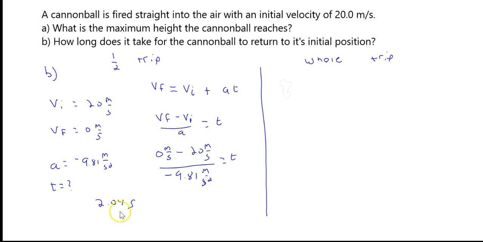This 2.04 seconds was only how long it took to go up, which means I need to multiply it by 2 because I have to come back down. And the total time of flight would be 4.08 seconds.